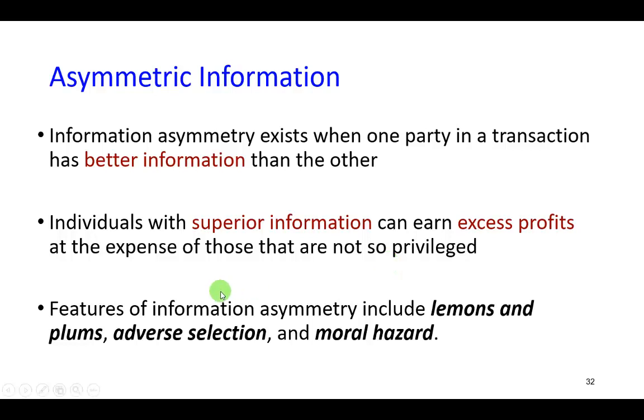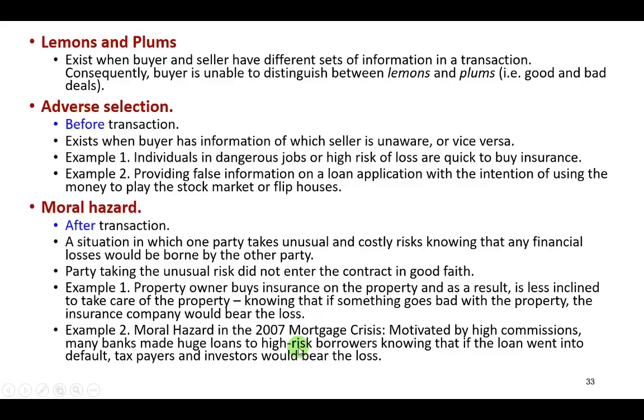And some of the features of information asymmetry, which by the way you can also refer to as informational asymmetry or asymmetric information, include the concept of lemons and plums, adverse selection, and moral hazard. These are summarized right here.